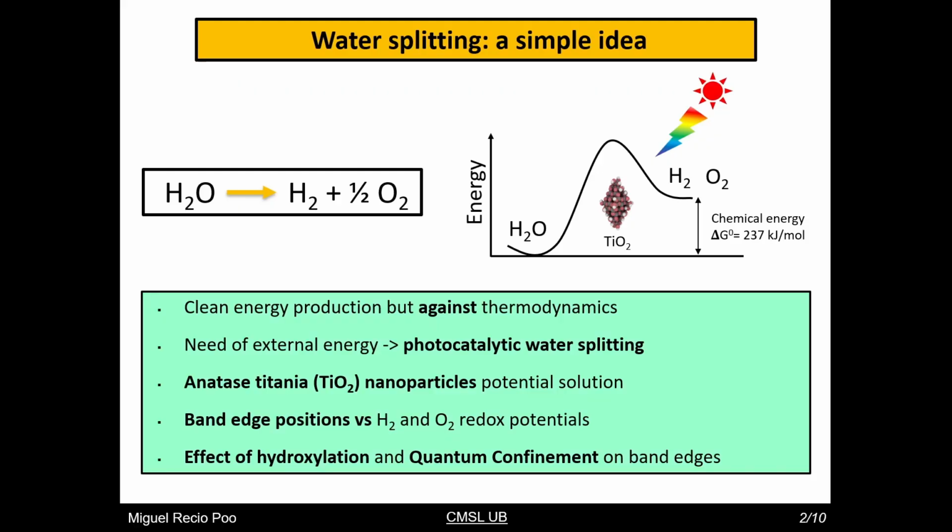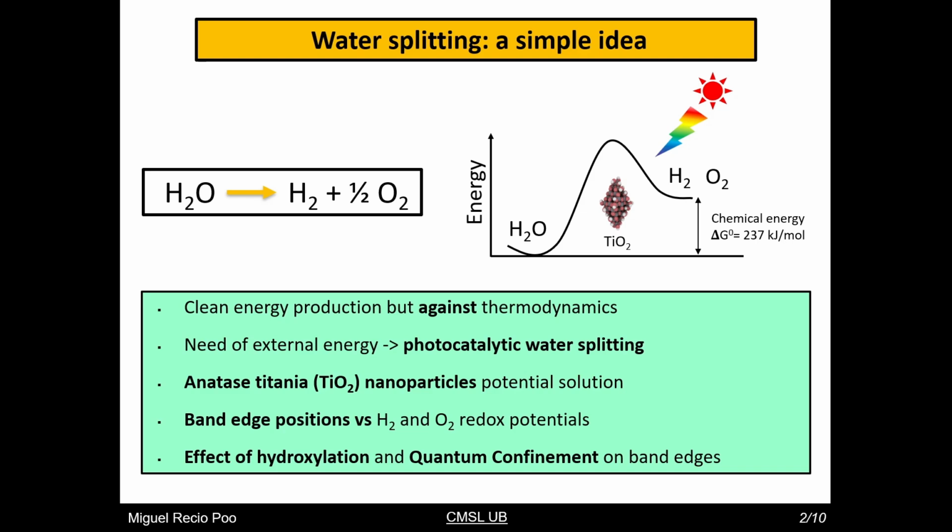First of all, it is important to remark that Titania is relevant due to its use as a catalyst for water splitting. Water splitting is the breaking down of water into its main constituents and is a good way of generating hydrogen, a clean energy source. However, this reaction is not spontaneous at ambient conditions, it goes against thermodynamics, so it needs an external energy.